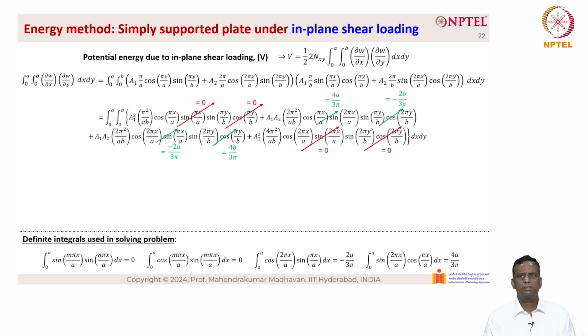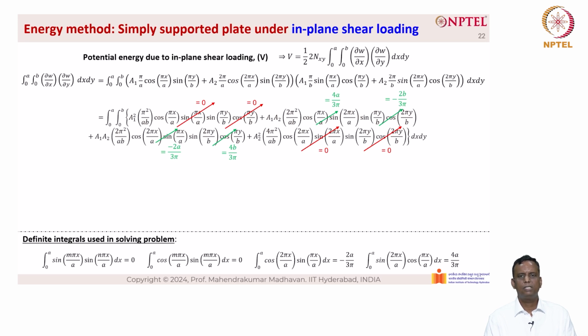The one that has both sine term as well as the cos term, which has the same values inside the bracket, gets 0. So, you can see that the integral from 0 to a of cos(m pi x by a) into sin(m pi x by a) into dx is equal to 0. However, when the terms inside the bracket for the sine term and the cos term are different, we have the integral from 0 to a of sin(2 pi x by a) into cos(pi x by a) into dx given as 4a by 3 pi. Similarly, we have the integral from 0 to a of cos(2 pi x by a) into sin(pi x by a) into dx equal to minus 2a by 3 pi.